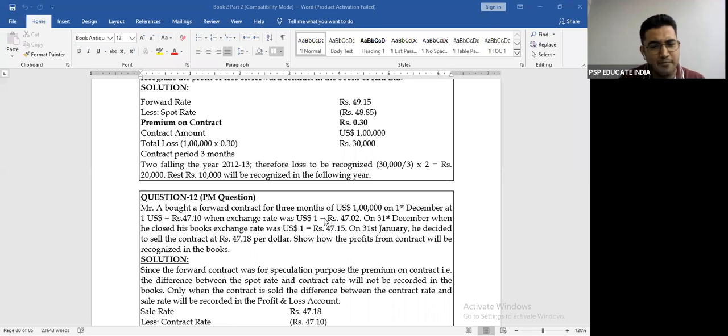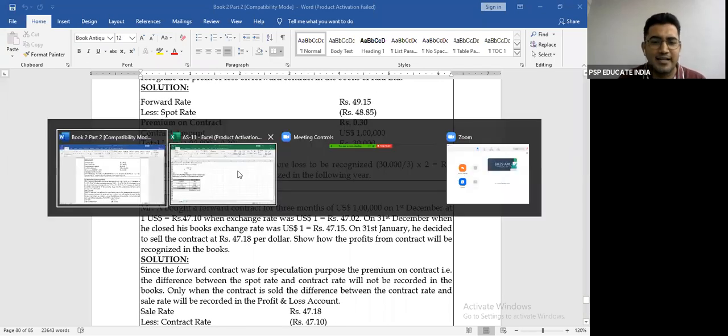On 31st December, when he closed his books, the rate was 47.5. It makes no difference from that date. On 31st January, he decided to sell at 47.18. What did we sell at? 47.18. What did we buy at? 47.10. Now we are buying at 47.1 and selling at 47.18. So of course we have a gain of 0.08. Right, let's solve this question.